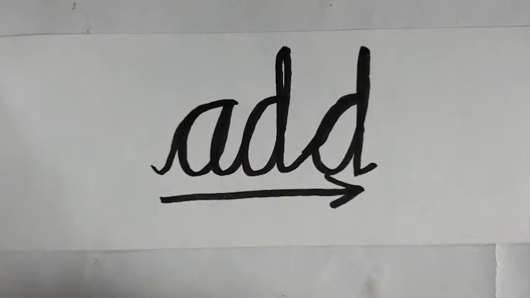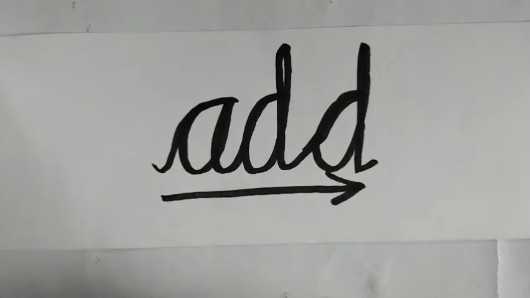Just say and write the spelling of this word. Add. I'm going to start countdown. 3, 2, 1, 0. Have you completed writing this? Let us move to the next one.